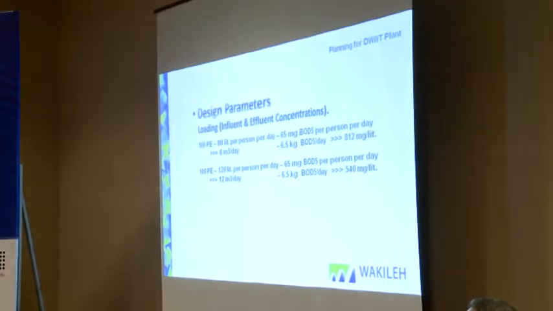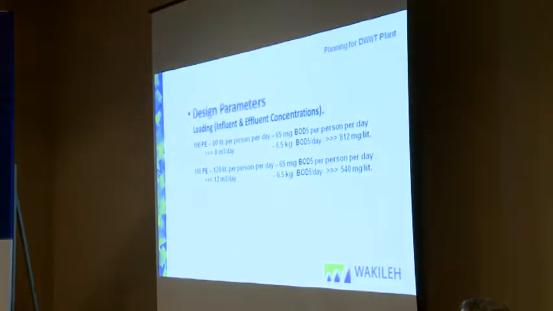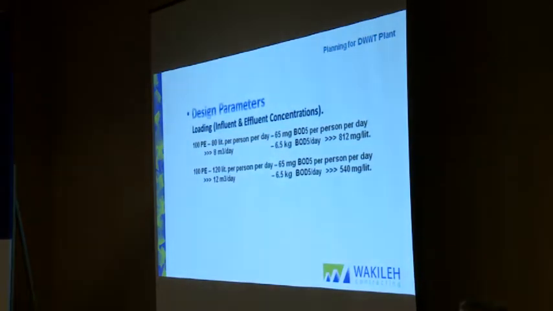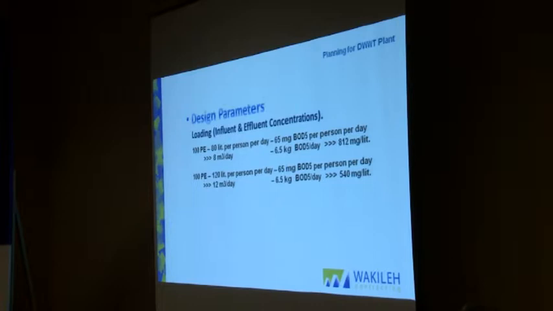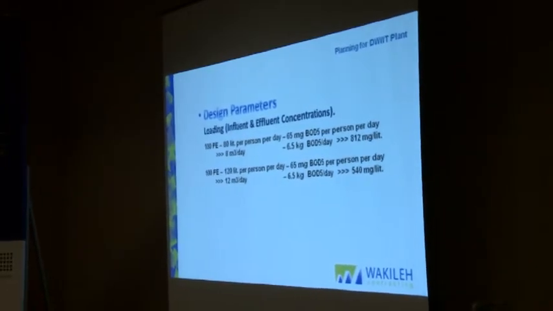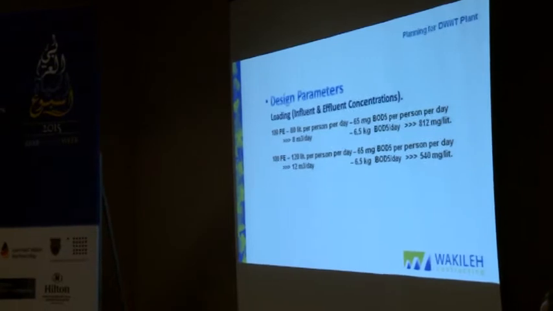While if we are talking about 100 PE with people who are using 120 liters per day per person, 65 milligrams per person per day, then the flow is 12 cubic meters per day. The load in kilograms is the same, still 6.5 kilograms, but the concentration is 540. So when we set the parameters, we have to know where to go. We have to collect the correct figures from the site in order to set the correct parameters.